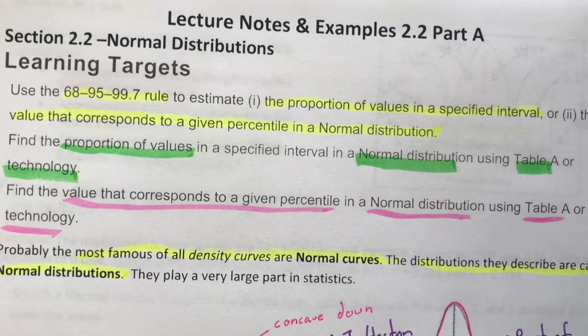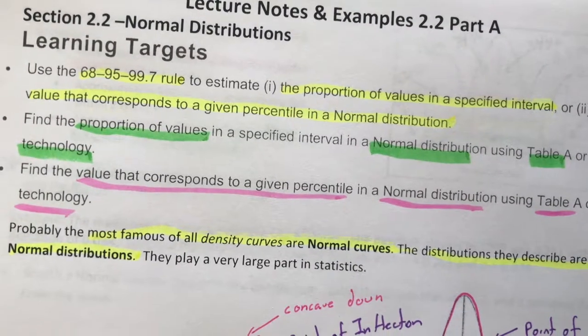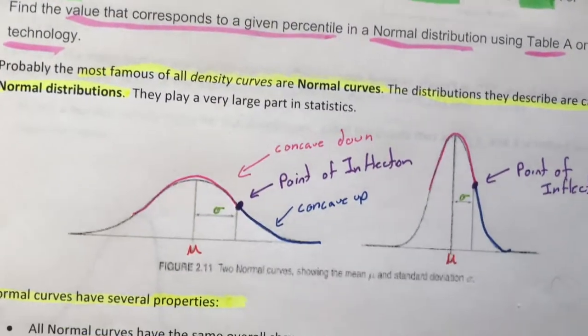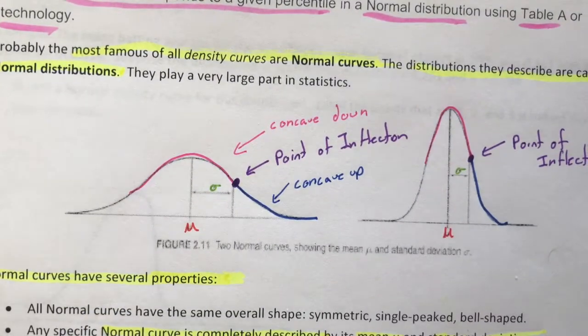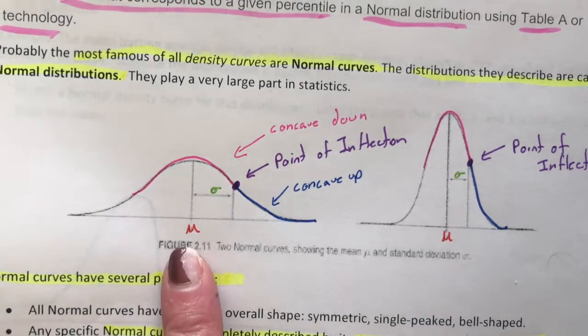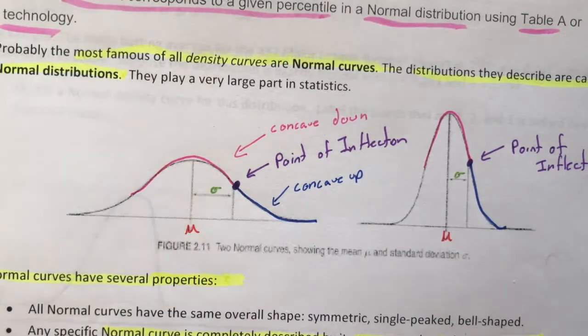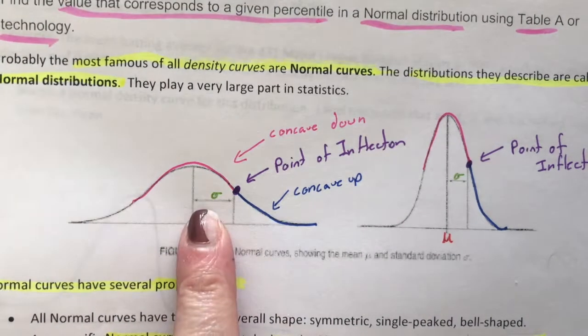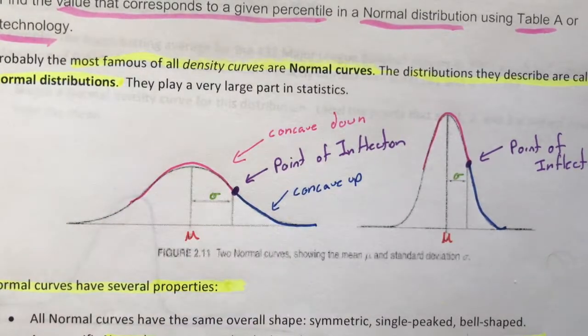So we've been talking about density curves, and the most famous density curve of all is normal curves. The distributions they describe are normal distributions, and they play a large part in statistics. So you can take a look here. I have an example of two normal curves. Each of our normal curves show the mean with our standard deviation. We can see that the larger the standard deviation, the fatter the curve is going to be.